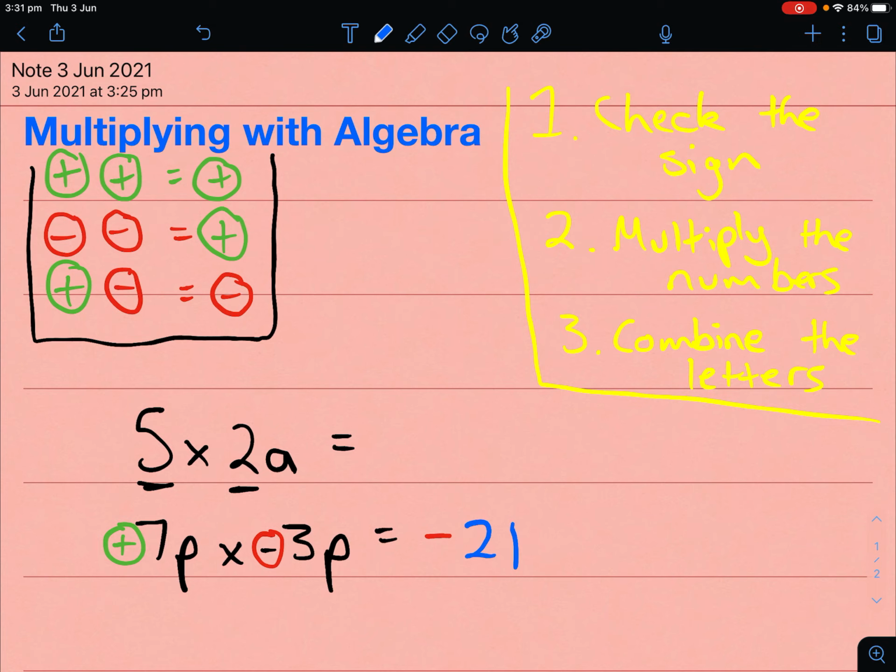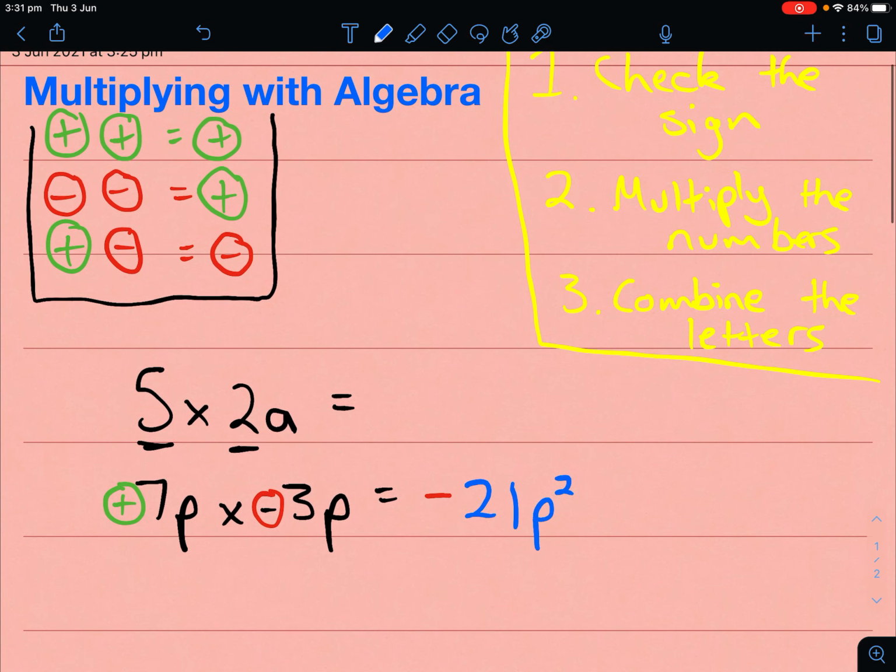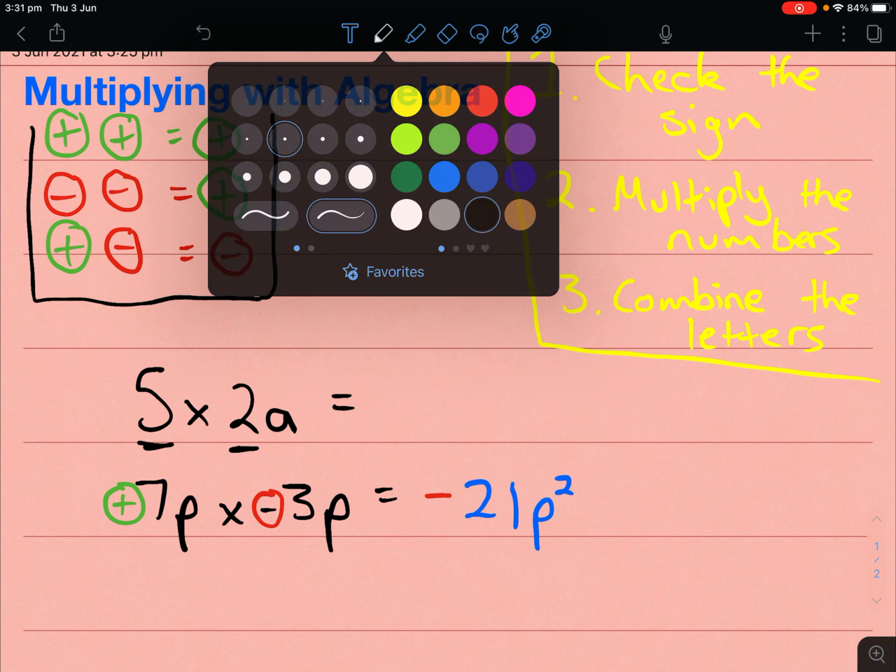And then we multiply the letters or combine the letters. In this case, we've got a P and a P. So P times P, we will just write as P squared. And that means P times P. So we get minus 21 P squared. Let's have a look at another one.